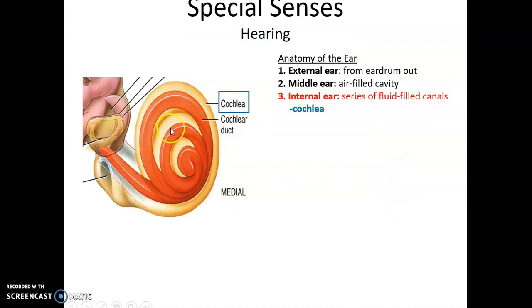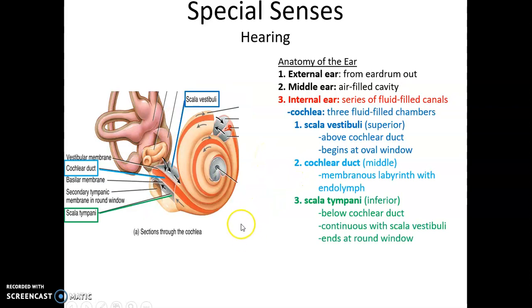So, the internal ear's cochlea. Let's talk about that in more detail. Again, it is a membrane structure filled with fluid found within a bony structure that's shaped kind of like a snail shell that is also filled with fluid. So there end up being 3 fluid-filled chambers. You have the scala vestibuli, which is the superior chamber.